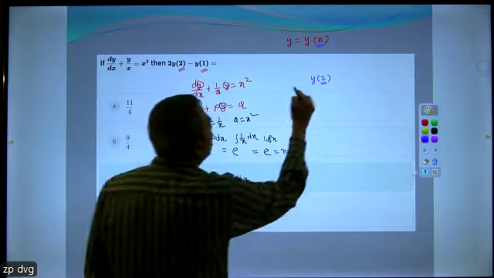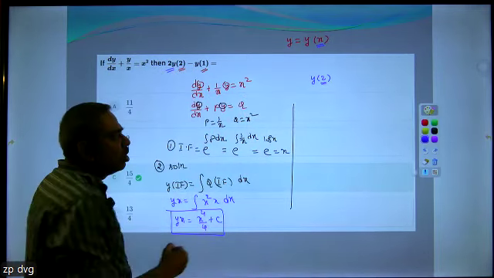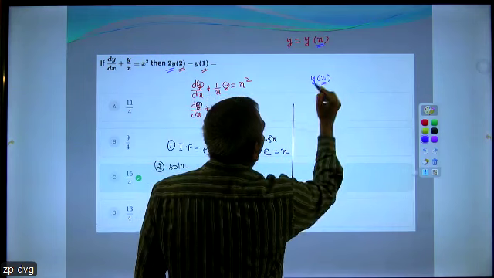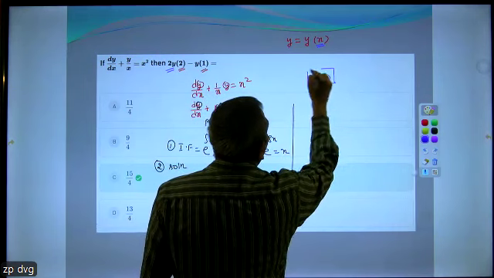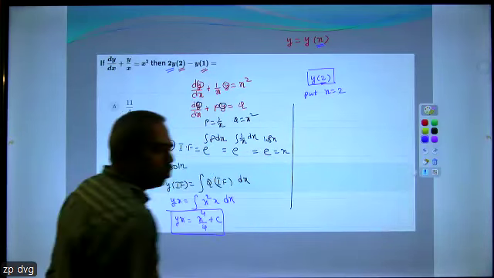So here 2y of 2 is given. 2y of 2 means for x is equal to 2, I want the 2y value. Is it clear? So let us take x is equal to 2. To get y of 2, you put x is equal to 2.